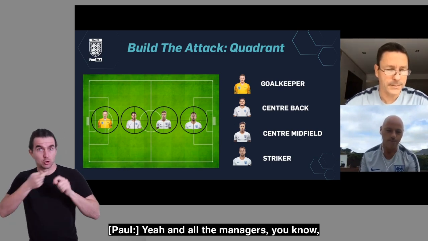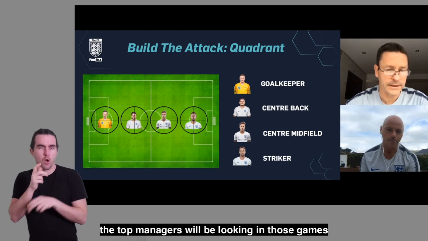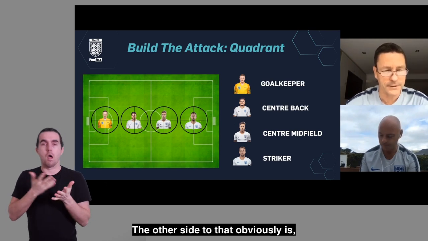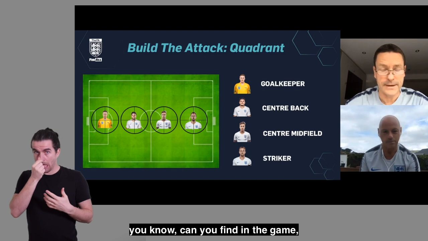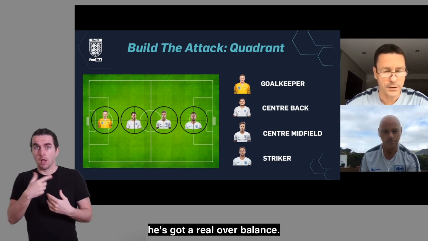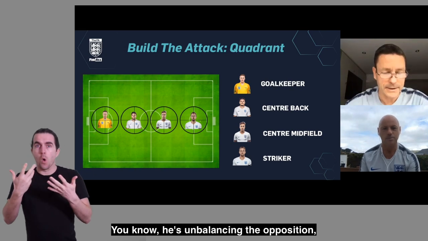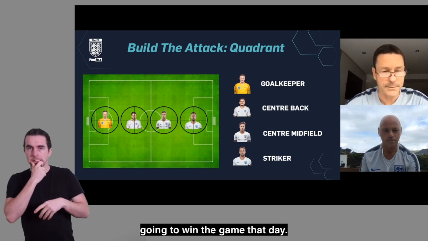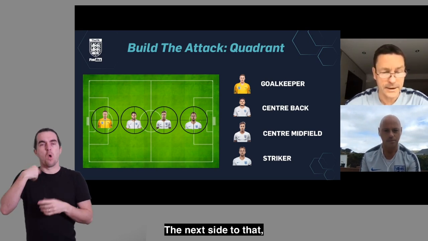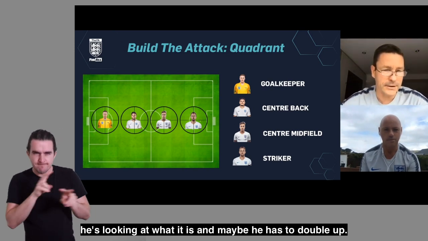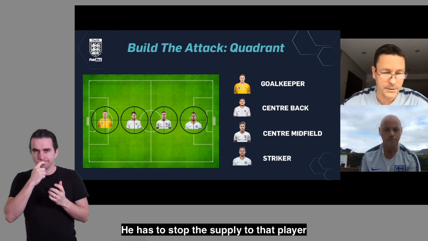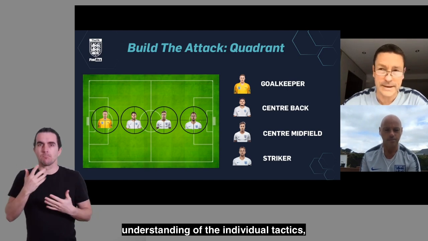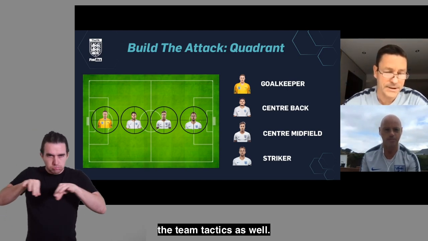Yeah, and all the top managers will be looking in those games at each duel and thinking, can he cope with this player? Will this bring an advantage? The other side to that, obviously, is can you find in the game your player who's got a real overbalance? He's unbalanced in the opposition. He's the one on top. Can you keep feeding him? And he's the guy who's maybe going to win the game that day. The next coach is looking at that, and maybe he has to double up. He has to stop the supply to that player, and he's already planning that because he knows he's a danger man. So that's where a real understanding of the individual tactics is going to shape the team tactics as well.